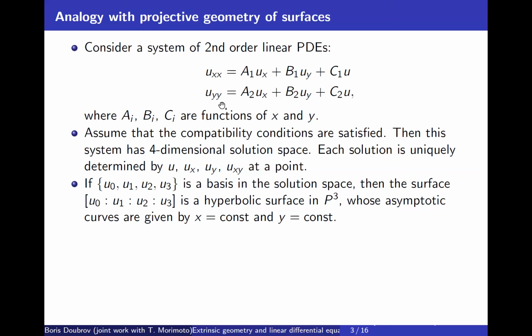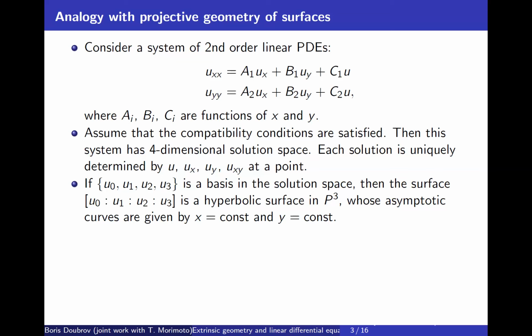So necessarily, because we've chosen a very specific left-hand side of such a system, so our system has a very specific symbol, we will get exactly what I call hyperbolic surfaces in P3. So it's a surface with non-degenerate second fundamental form of signature 1, and x equal to constant and y equal to constant will be asymptotic curves. So x and y will be automatically asymptotic coordinates on such a surface.